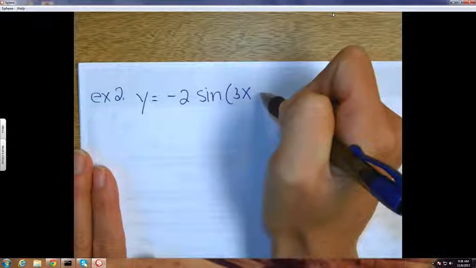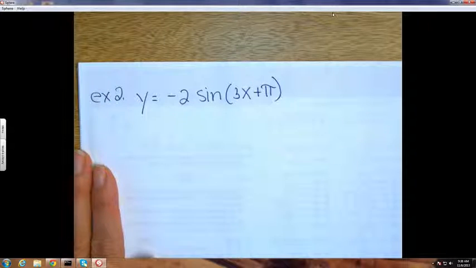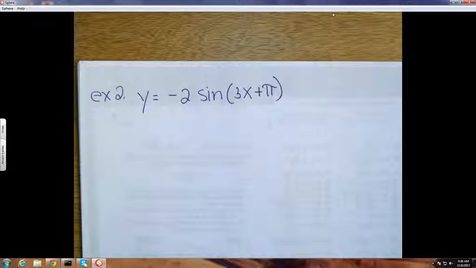No, I don't think I can flip it. Yep. No vertical shift yet. We'll save that for the next one.